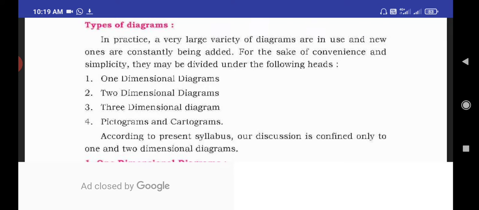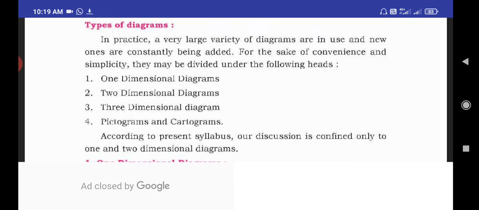In the previous video, we already discussed the introduction of graphs and diagrams, and the rules of graphs and diagrams. In this video, we are going to learn a new concept: types of diagrams. What types of diagrams are there, and how do we create them? Let us know about that.